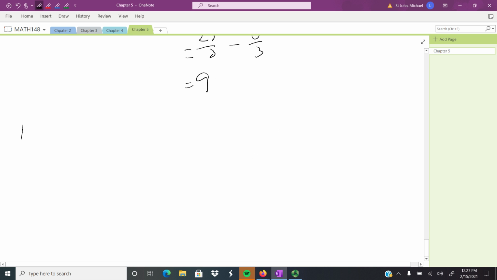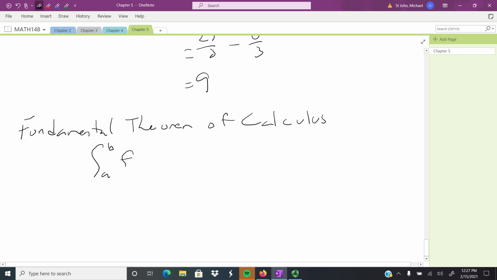So you get what is called the fundamental theorem of calculus. If I integrate a to b of f of x dx, this is going to be F of b minus F of a.